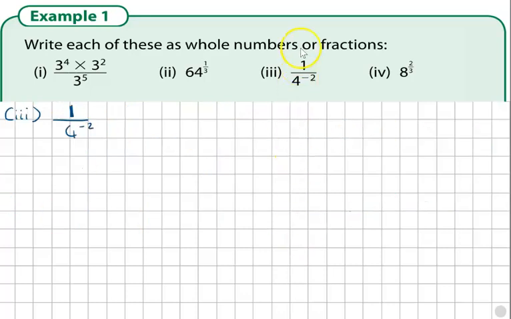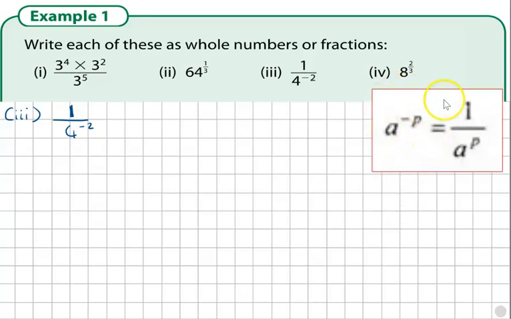Part 3, 1 over 4 to the power of minus 2. We're going to use this rule from our formula book: a to the power of minus p is equal to 1 over a to the power of positive p. I'm going to flip this around, so 1 over a to the power of positive p is equal to a to the power of minus p, because we're starting with the fraction. So if we follow this format, 1 over 4 to the power of minus 2 is going to be 4. That's the a part.